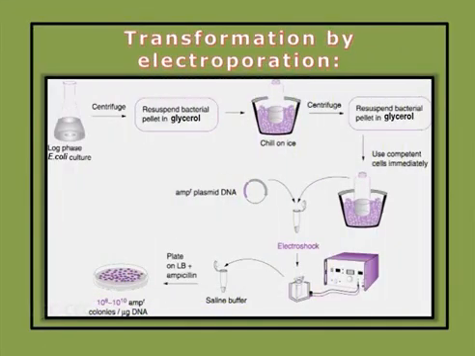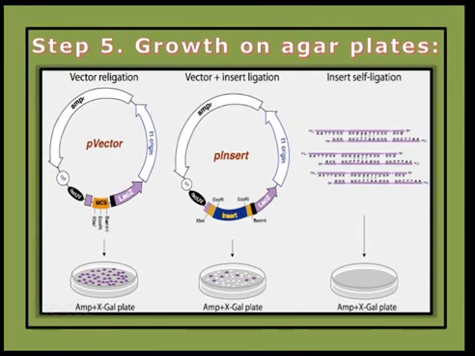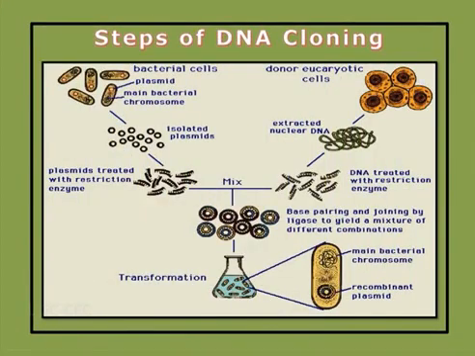Another method of transformation is by electroporation, wherein we take log phase E. coli cells and treat them with glycerol, and then by means of electric pulse we introduce the recombinant DNA inside the competent cells, and finally we select them on antibiotic plates. And the final step of cloning is growing them on agar plates containing ampicillin or some other selection markers. This is the total overview of the DNA cloning experiment.